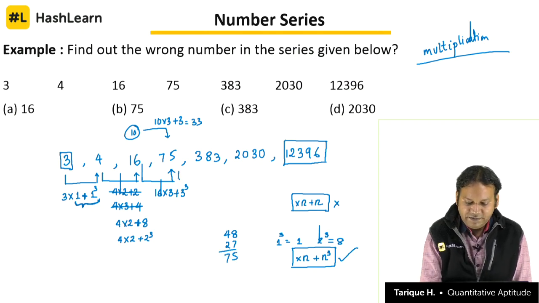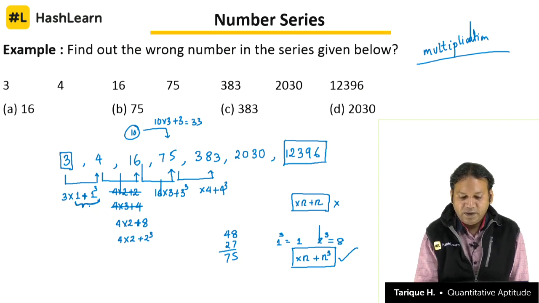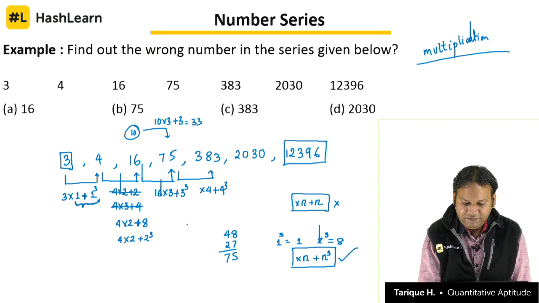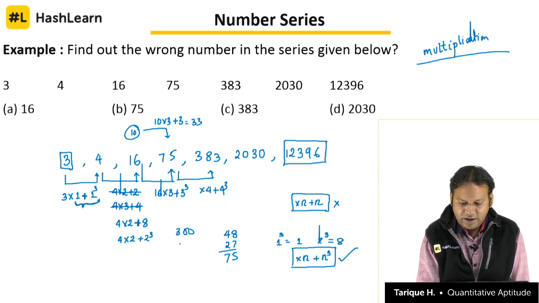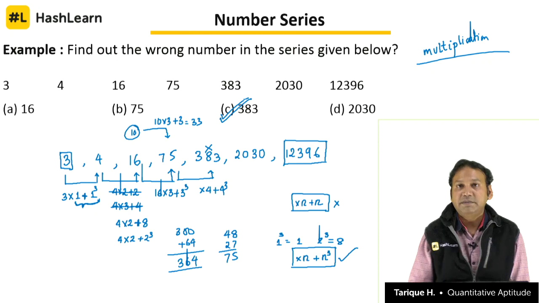So now let's go from 75 to 383 into 4 plus 4 cube. 75 into 4 is 300. So into 1 plus 1 cube, into 2 plus 2 cube, into 3 plus 3 cube, into 4 plus 4 cube. So if you see 75 into 4, 300, and 300 plus 4 cube, which is 64, we get here up to 364, and that is why we say that 383 is the wrong number here, and the answer becomes equal to C.